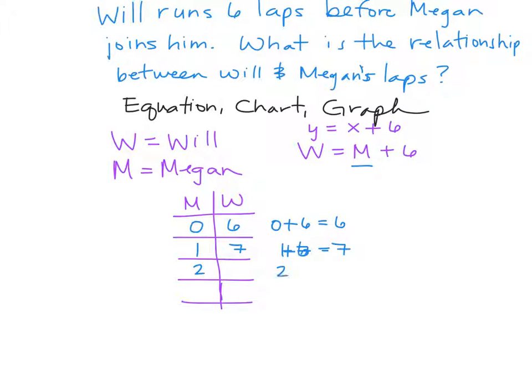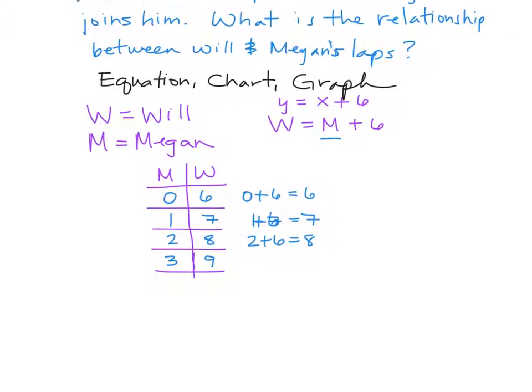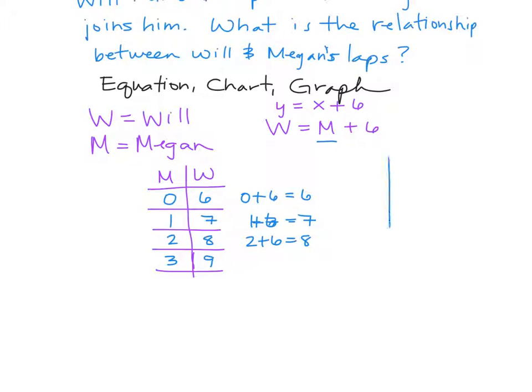If it's 2 laps, 2 plus 6 equals 8. If it's 3 laps, 9, and so on and so forth. Okay? All right, let's lay out our graph. Are we going to go into any other quadrants? No, because you can't run negative laps, right? You run a positive number of laps.